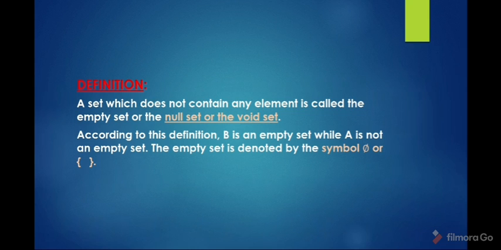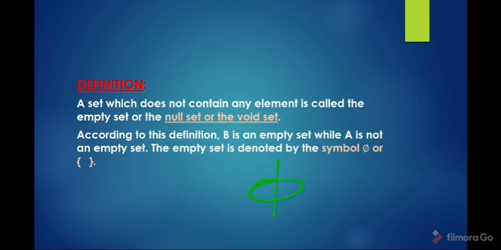So what is the definition? A set which does not contain any element is called an empty set, or void set, or null set. Now according to the definition, B is an empty set while A is not an empty set. An empty set is always denoted by the symbol phi, or you can denote it by curly brackets. But generally we use the sign phi.